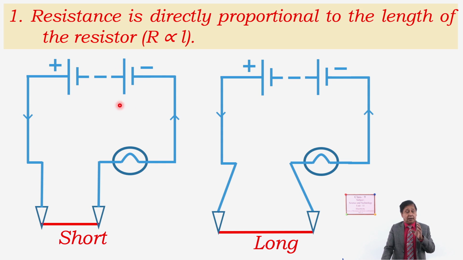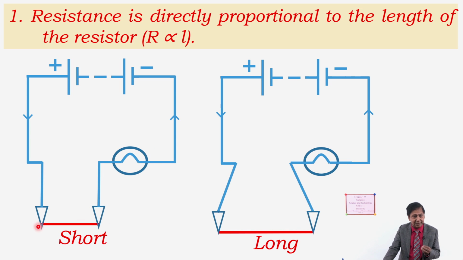Exactly what happens if this is a 12 volt battery, then what can we expect? It supplies 12 joule energy per coulomb charge when 1 coulomb charge makes 1 round of this circuit. And the same 12 joule per coulomb charge will be divided between these two, resistor and bulb. If resistance is high, then it will get a high amount of energy per coulomb charge, and this bulb will get less amount of energy per coulomb charge, and the bulb becomes dim.